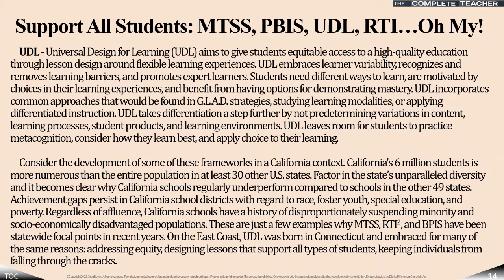Consider the development of some of these frameworks in a California context. California's 6 million students is more numerous than the entire population in at least 30 other U.S. states. Factor in the state's unparalleled diversity, and it becomes clear why California schools regularly underperform compared to schools in the other 49 states. Achievement gaps persist in California school districts with regard to race, foster youth, special education, and poverty. Regardless of affluence, California schools have a history of disproportionately suspending minority and socioeconomically disadvantaged populations.